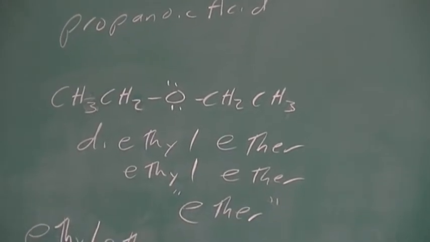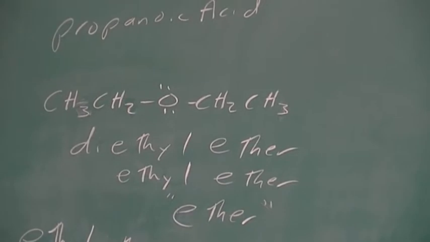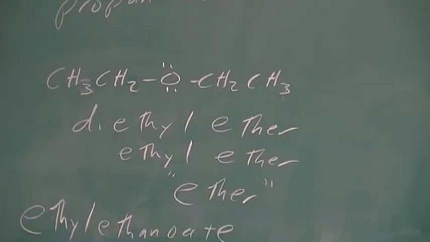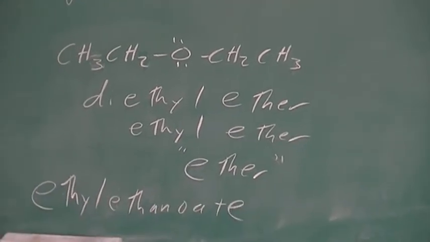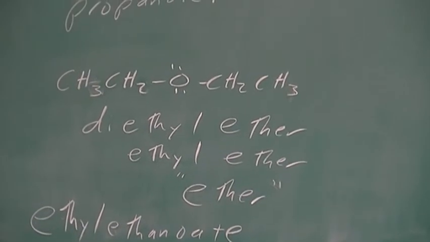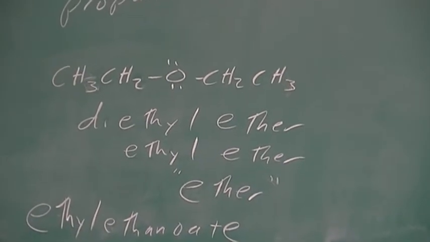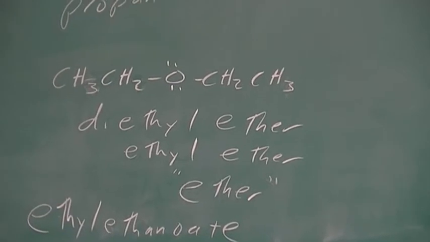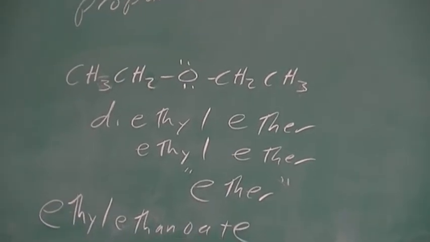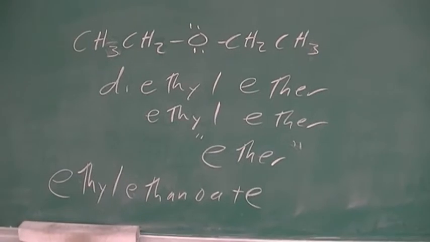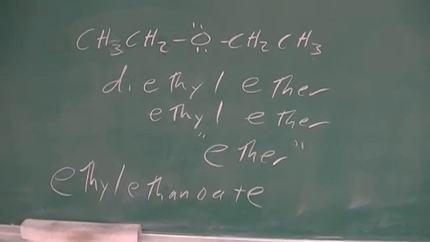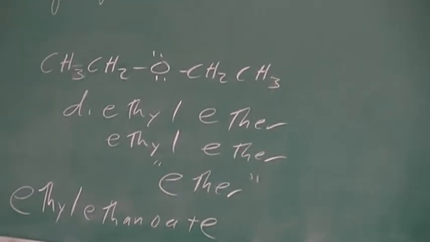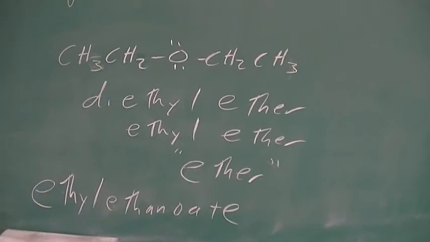If somebody wants a bottle of ether, they want diethyl ether. The IUPAC name is ethyl ethanoate. I've called it all the three things above: diethyl ether, ethyl ether, and just ether. And everyone knows that that is diethyl ether. I'm not sure if I have ever called it ethyl ethanoate. So that is the IUPAC name. That's not used hardly at all.